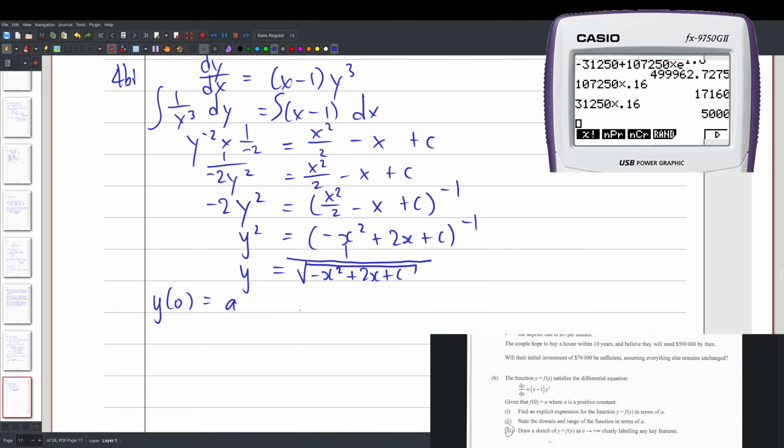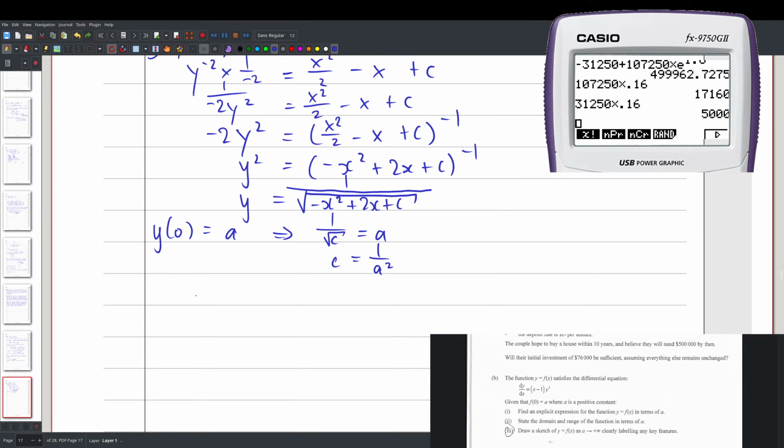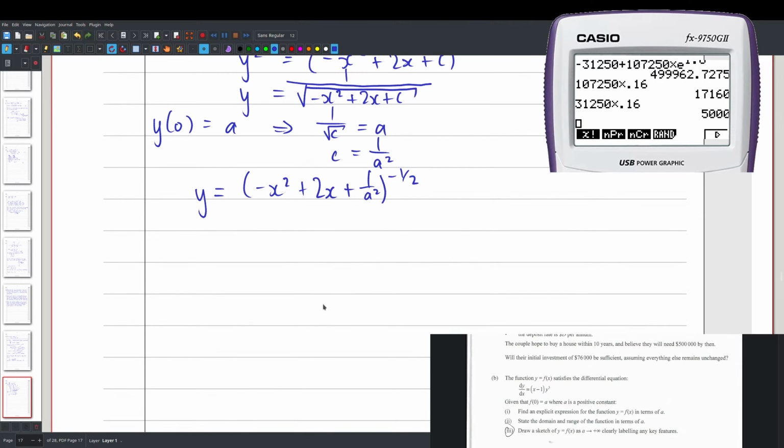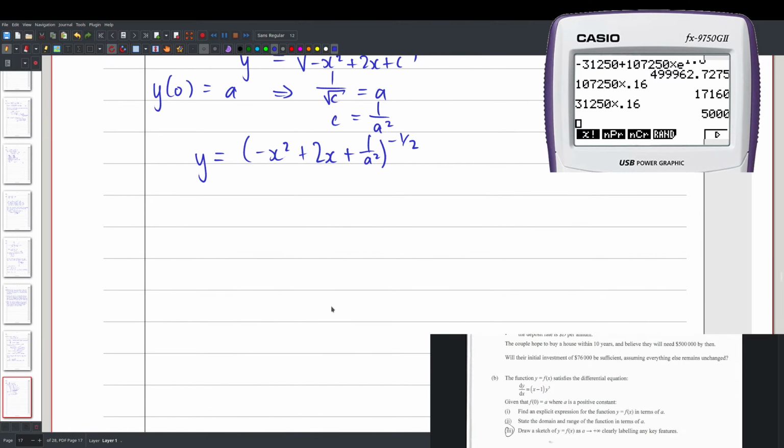y of 0 equals a, hence 1 on root c equals a, hence c equals 1 on a squared. So basically y is equal to negative x squared plus 2x plus 1 on a squared, all to the negative a half. Okay, seems reasonable. State the domain and range of the function in terms of a. Bro, what? What do you want me to say? They want to complete the square or something.